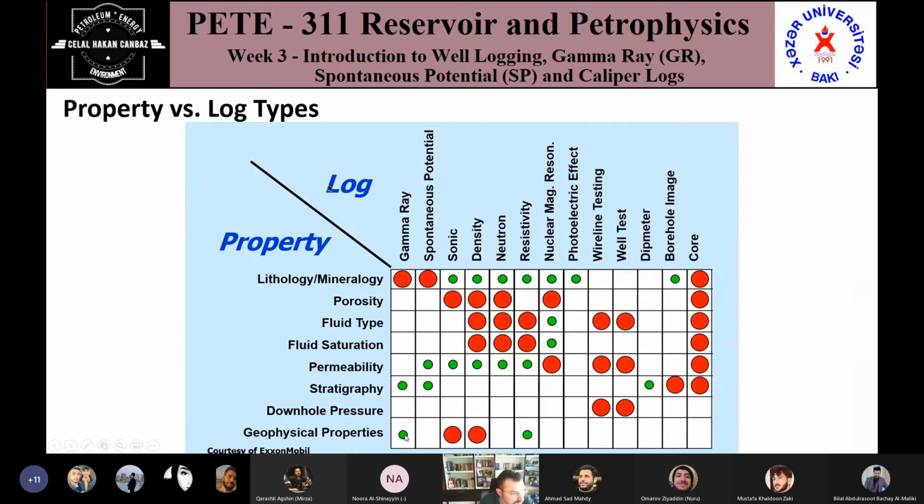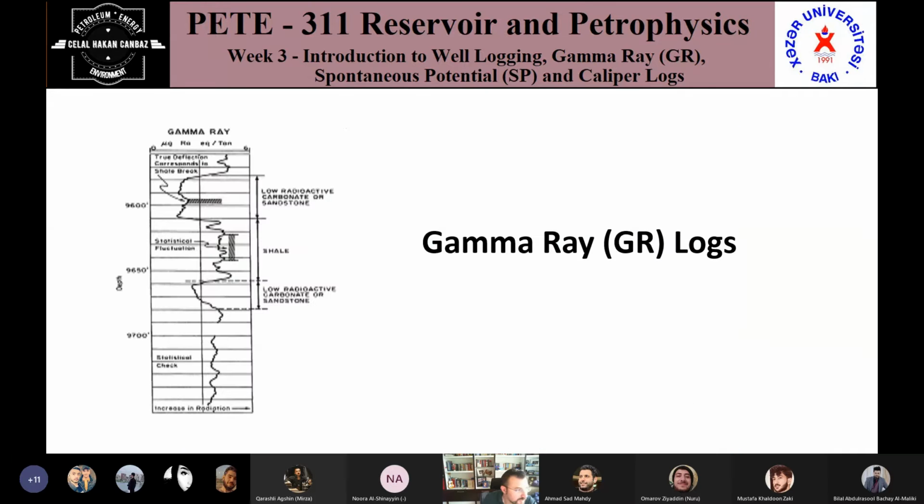So this is a very crucial figure, so I wanted to put it in here actually. So let's go into some more detail on gamma ray logs.